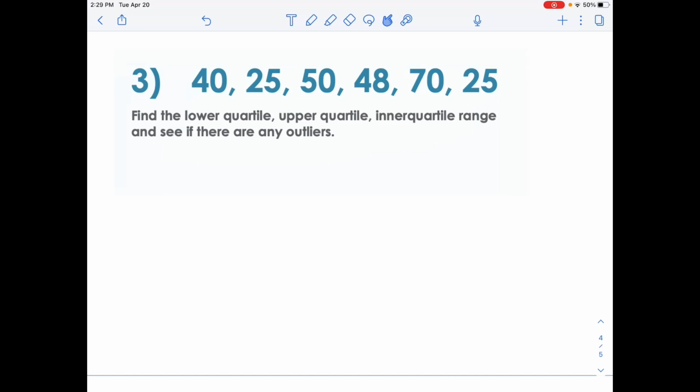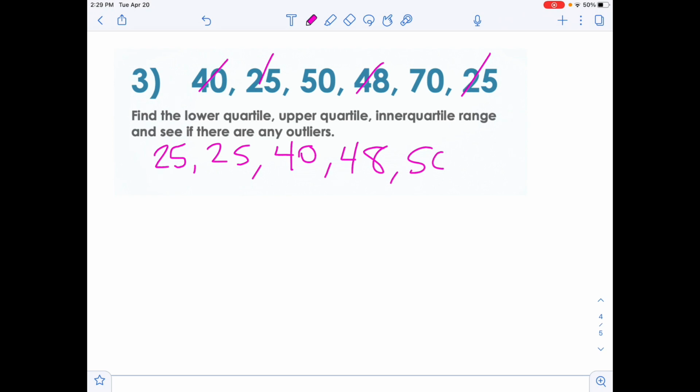In problem number 3, we are given a set of numbers. We need to find the lower quartile, upper quartile, inner quartile range, and then see if there are any outliers. The first thing I'm going to do is organize my data from least to greatest. So I have 25, 25, 40, 48, 50, and 70. To find the lower quartile, I'm going to find the median point of my data, so the very middle of my data, which is going to be between 40 and 48. So my median would be 44.